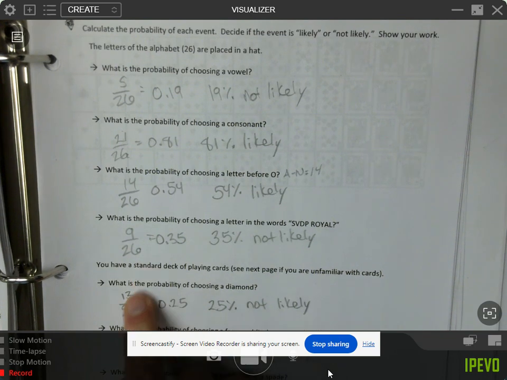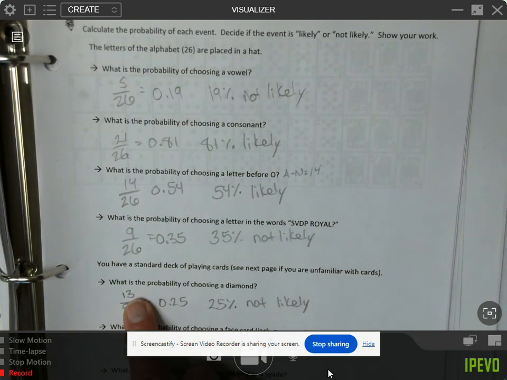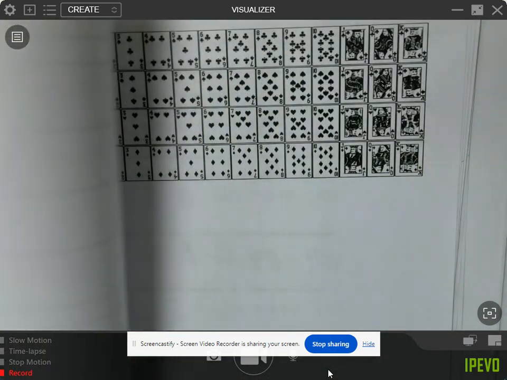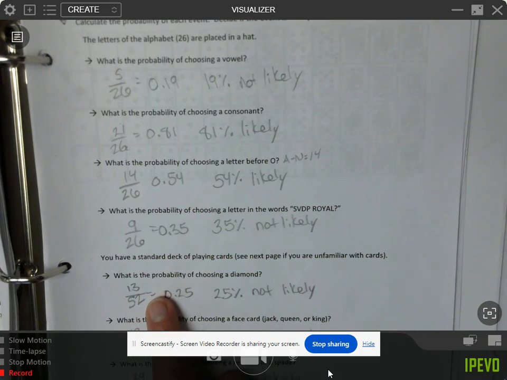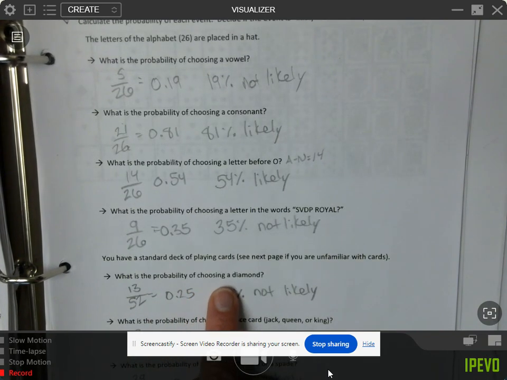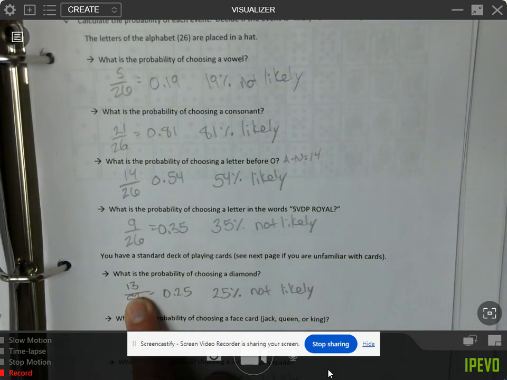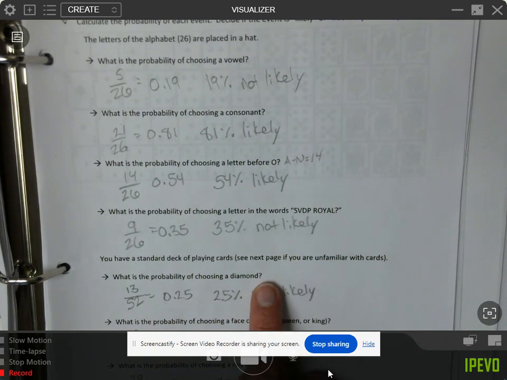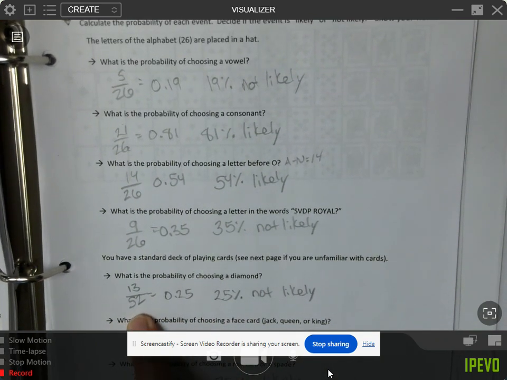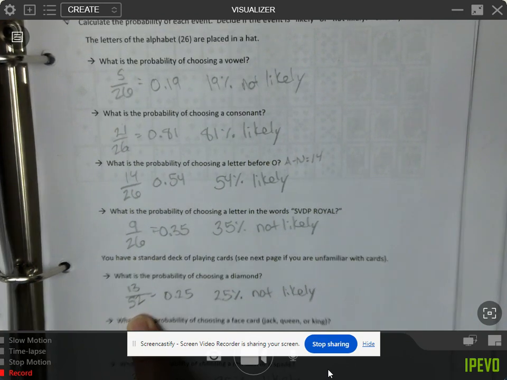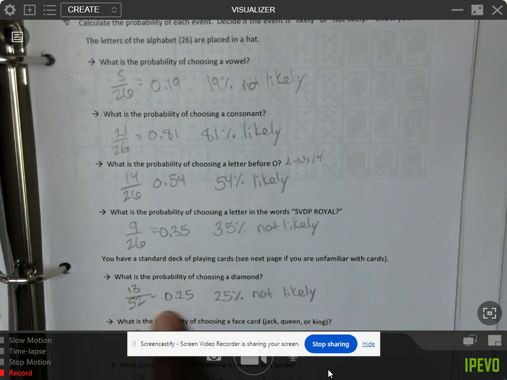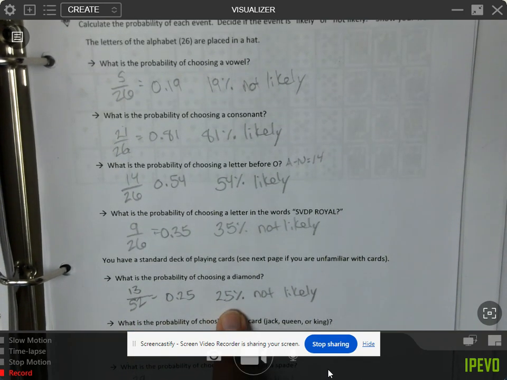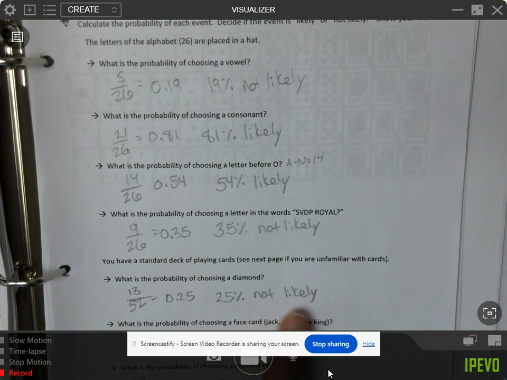Okay, let's look at our cards. Remembering that last page, behind it, we have the actual cards in case you needed to use them for your work. So, what is the probability of choosing a diamond? There are 13 diamonds in a deck of cards, and there are 54 cards in the deck. Or sorry, not 54, 52. So if we counted all of those cards on the next page, there were 52. 13 divided by 52 is 0.25, which is 25%, which is not likely to happen.